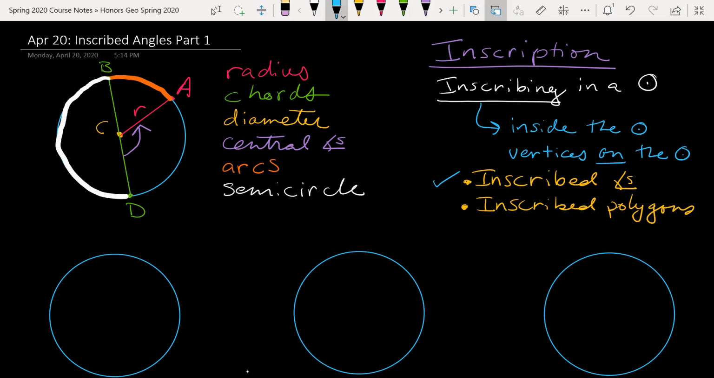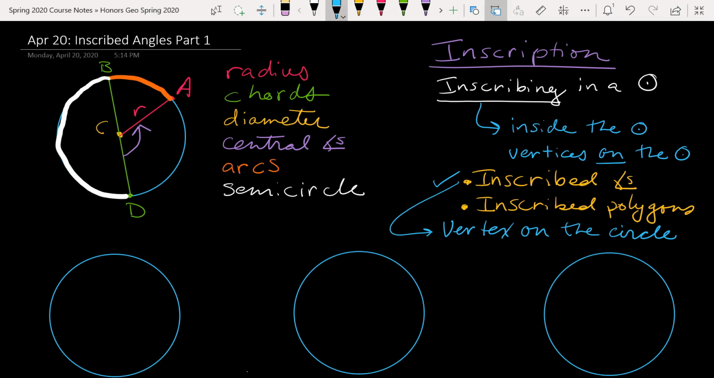Let's deal with angles first. We can simply define an inscribed angle as being an angle whose vertex is on the circle. So angle BCA in circle C that we've already drawn, we know that's not an inscribed angle. That's a central angle because its vertex is the center of the circle. It lies within the area of the circle, but not on the circle itself.